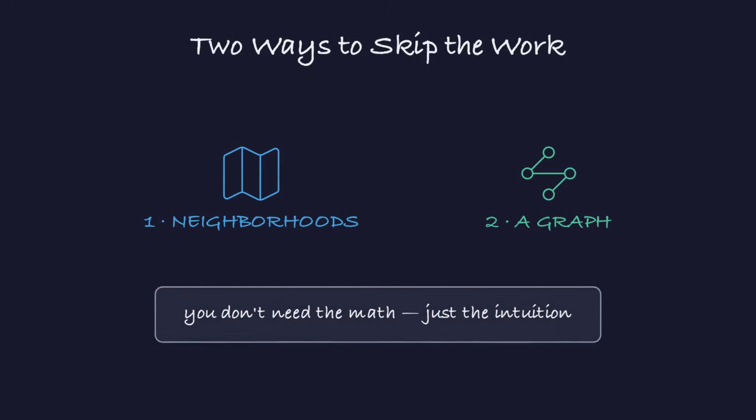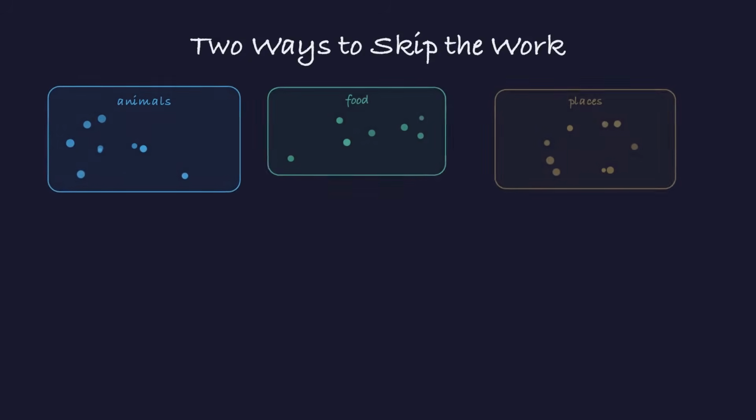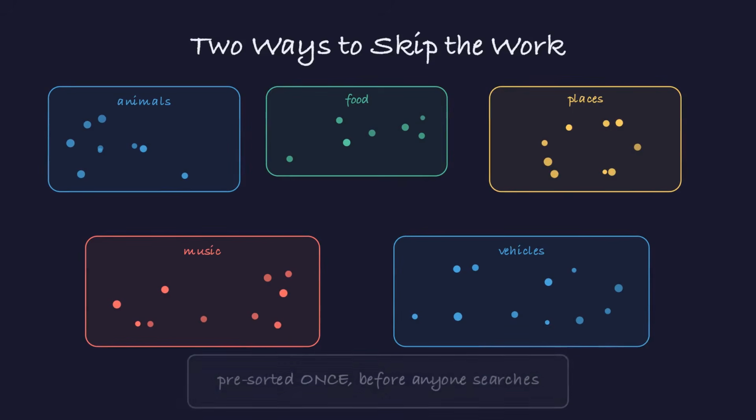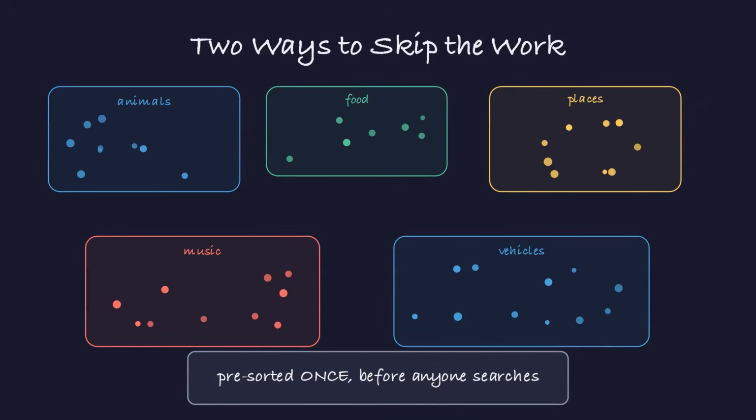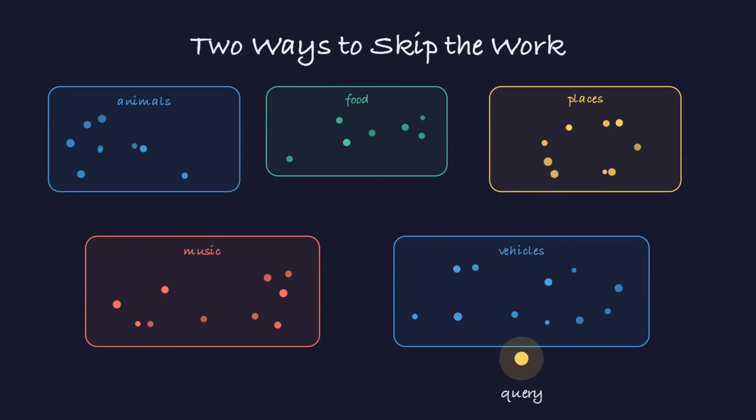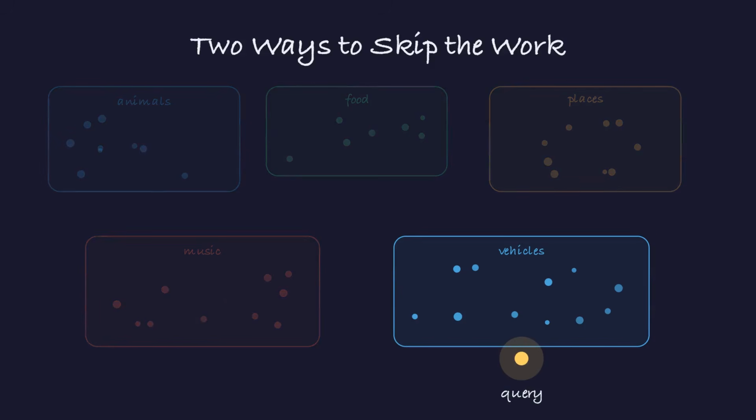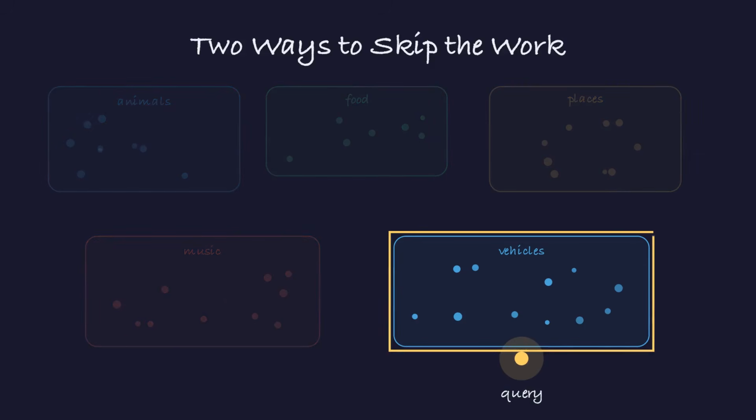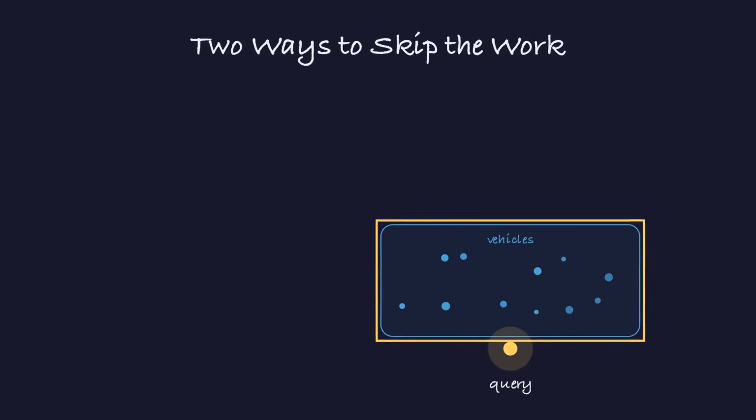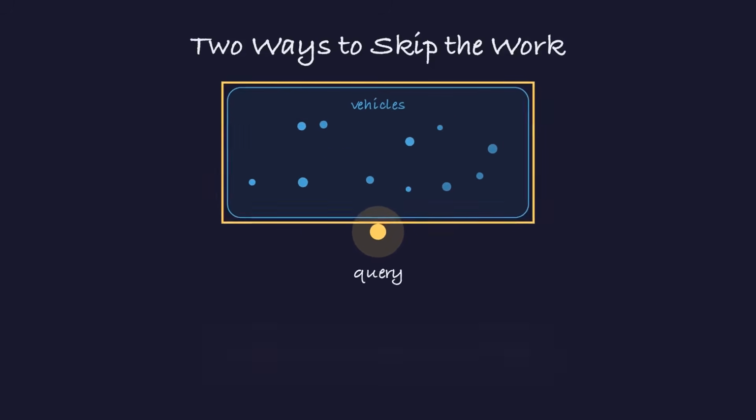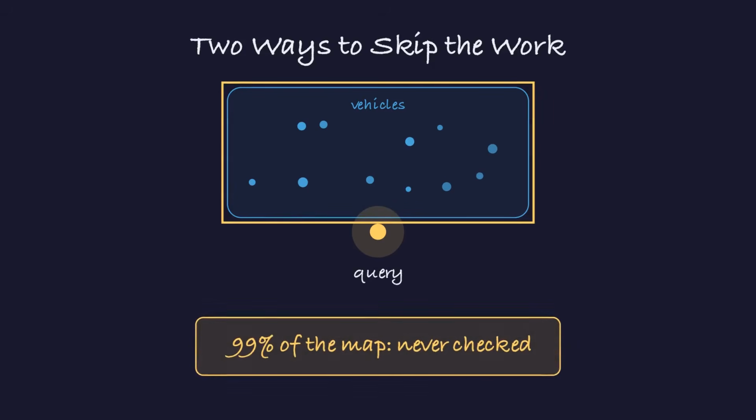Two main strategies. Idea 1. Neighborhoods. Before anyone searches, you pre-sort all the points into clusters, like dividing a country into postal zones. Now when a query comes in, you don't search the whole country. You work out which zone the query belongs to, and only search inside that zone. You just eliminated 99% of the map without checking a single point in it.